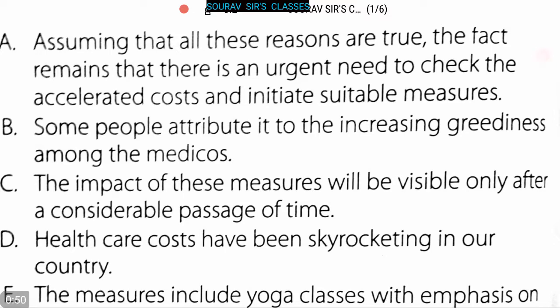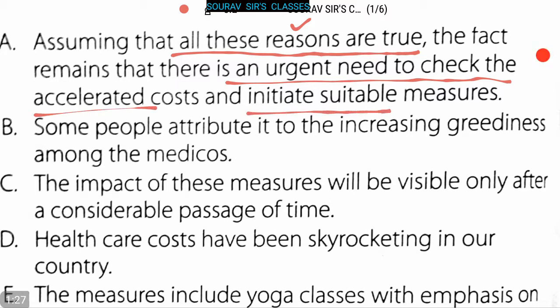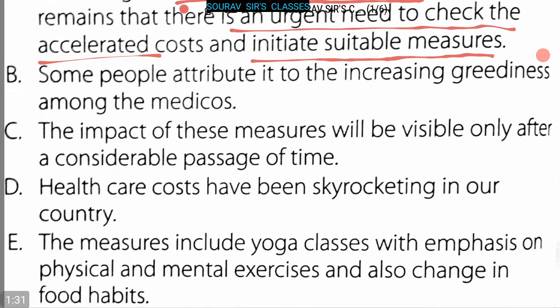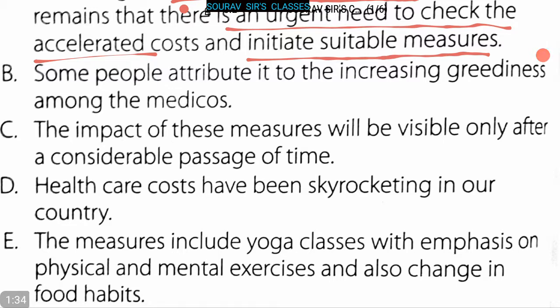Sentence A: Assuming that all these reasons are true, the fact remains that there is an urgent need. Assuming that all these reasons are true, so that means this passage is not the first one, because there must be some reasons and it must be explained. So the fact remains that there is an urgent need to check the accelerated cost and initiate suitable measures. Now sentence B is: some people attribute to the increasing greediness among the medicos.